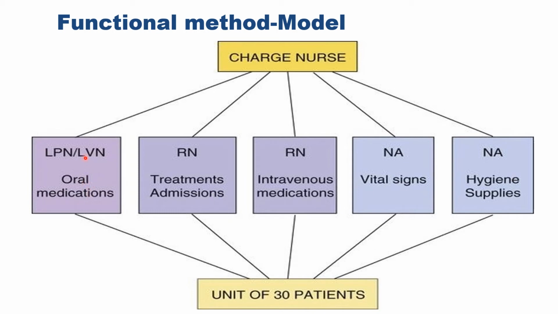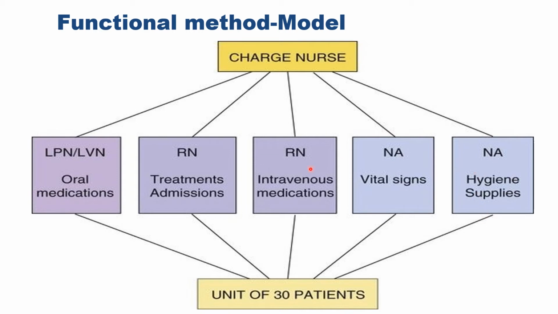Here, the licensed practical nurse will be responsible for oral medication administration to all 30 patients. Registered nurses are responsible for sending the patients for different types of investigations and doing admissions. Another registered nurse will be responsible for administration of intravenous medication to all 30 patients. Nursing assistants or unlicensed personnel are responsible for taking vital signs of all 30 patients, and another nursing assistant is responsible for meeting hygienic needs and maintaining supplies and equipment in the unit.